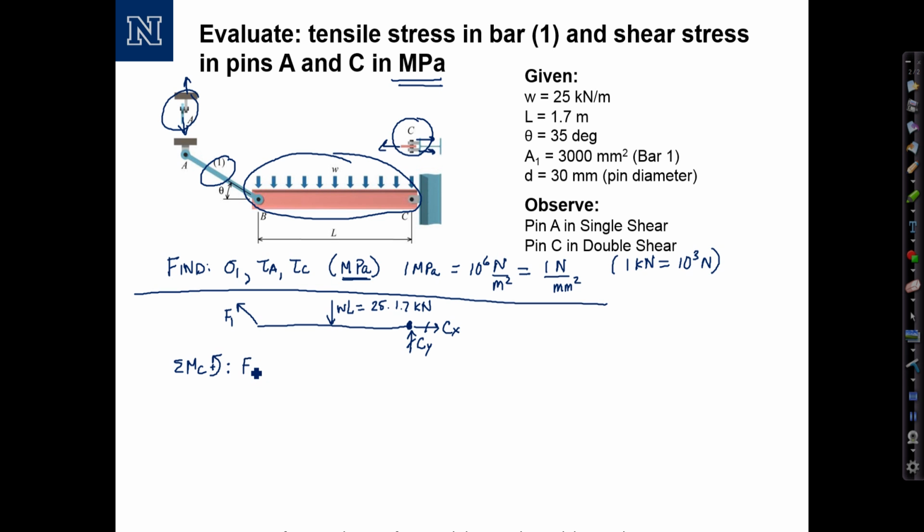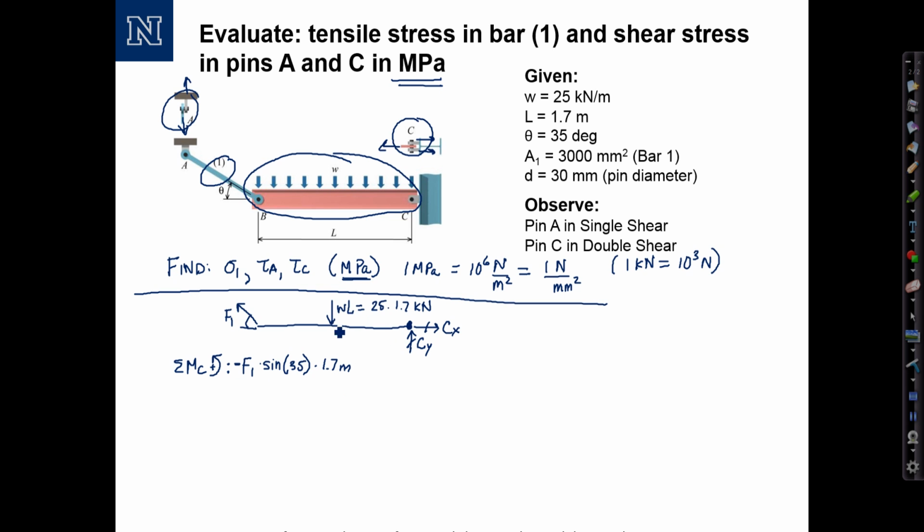So we have F1 times its vertical component, or decomposing to the vertical component, which is sine of that angle, 35 degrees, times the moment arm, which is simply the length of the beam, 1.7 meters. Okay, and this is acting in the negative direction as we said before.